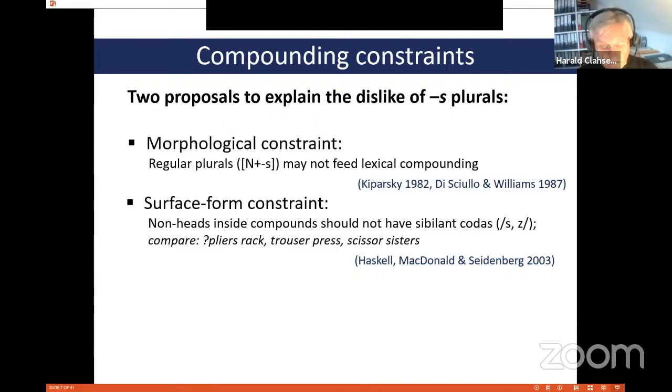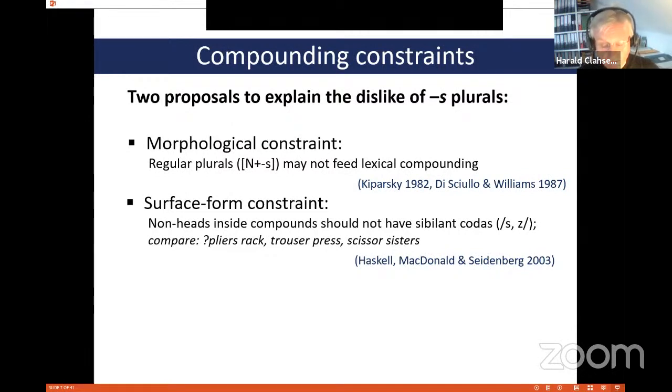Two alternative proposals have been made with respect to the observed dislike of S plurals inside compounds. Firstly, a morphological account. So this goes back to Kiparsky, who proposed a level ordering kind of model, according to which regular inflection applies after other morphological processes, such as irregular inflection, derivation, and compounding. So in a way, regular affixes come too late in this series of processes to be applied inside compounds. You first produce a compound and then you pluralize the whole compound, but not the elements within the compound.